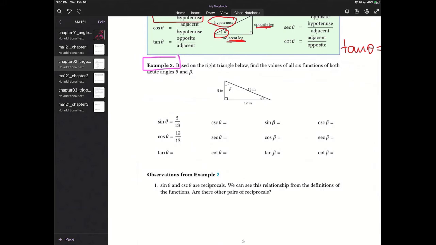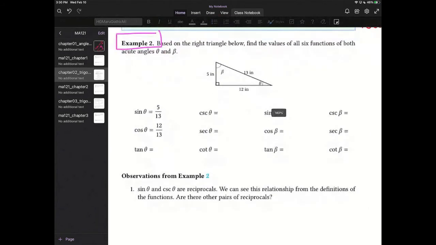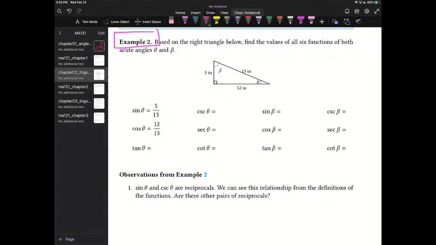Below the triangle, we're going to define the trigonometric functions for each of the angles. First, we're going to do the 6 trigonometric functions for the angle theta, and then the 6 trigonometric functions for the angle beta. Notice that the exercise already gave you the first 2 definitions, sine and cosine. Sine of theta. Theta is this angle right here, highlighted in yellow.